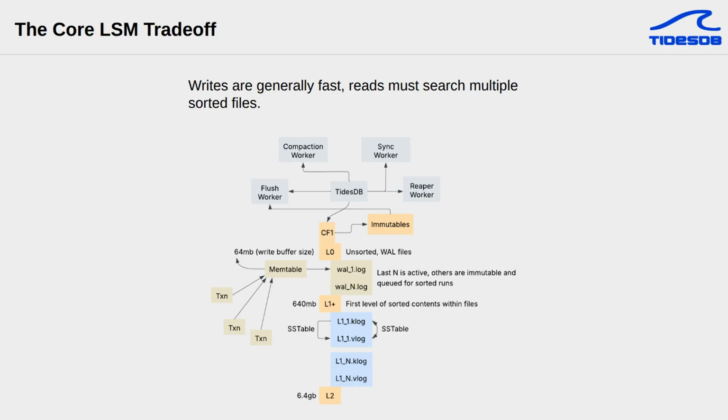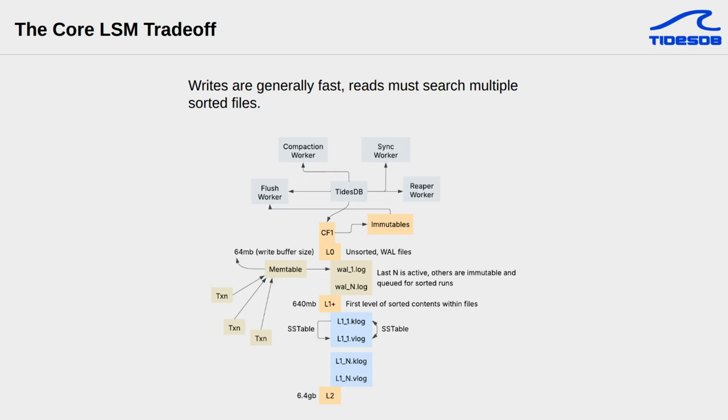The issue with the LSM tree in many cases is obviously write amplification, where a key can get written, let's say, multiple times, or where a key can live in multiple files, right? And this indirectly causes read amplification as well.